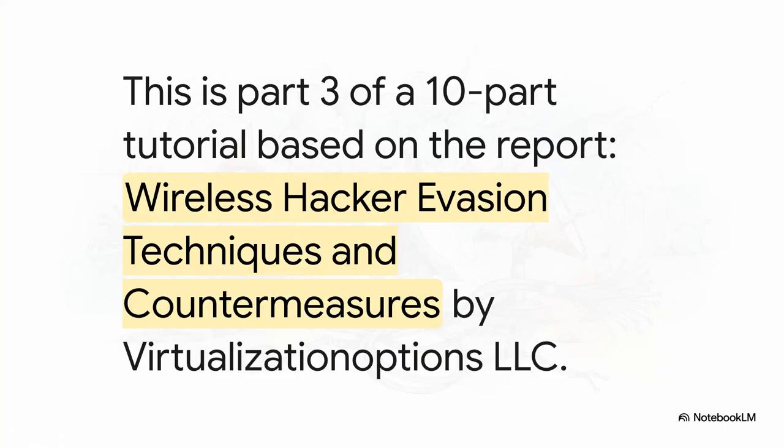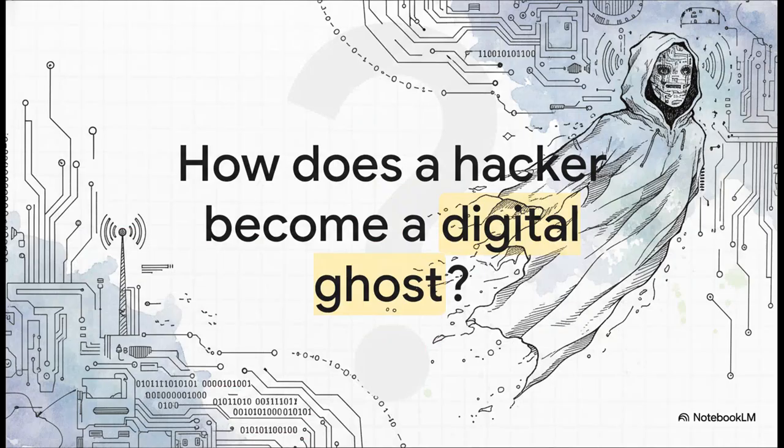Now, before we jump in, just a quick heads up, this is part 3 in a 10-part series. Everything we're talking about today comes straight from a really detailed report called Wireless Hacker Evasion Techniques and Countermeasures, published by Virtualization Options LLC. We're specifically zeroing in on the techniques they cover in Chapter 3. So, this brings us to the big question, right? How on earth does a hacker actually do it? How do they become this digital ghost operating right under our noses but staying completely unseen and untraceable?